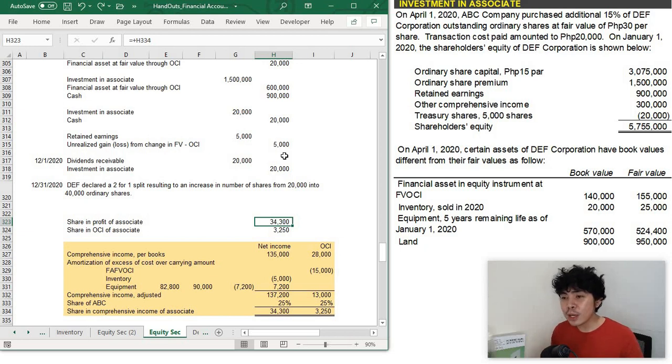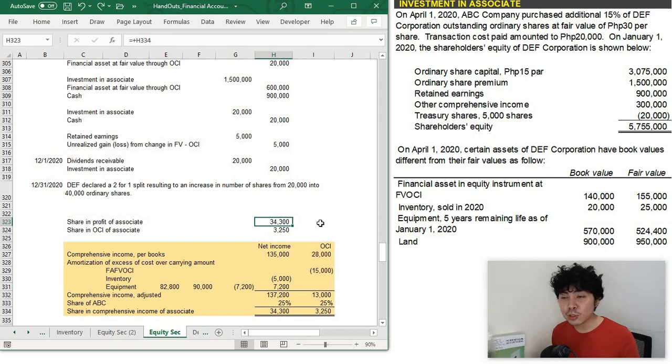So, bakit magkahiwalay na ni-record to? Kasi, itong 34,300, since yan ay galing sa net income ni associate, adjusted, so, magiging part yung 34,300 sa net income computation natin. Tapos, itong 3,250, since ito ay galing sa 25% ng OCI ni associate, lalabas naman to sa computation ng ating other comprehensive income.